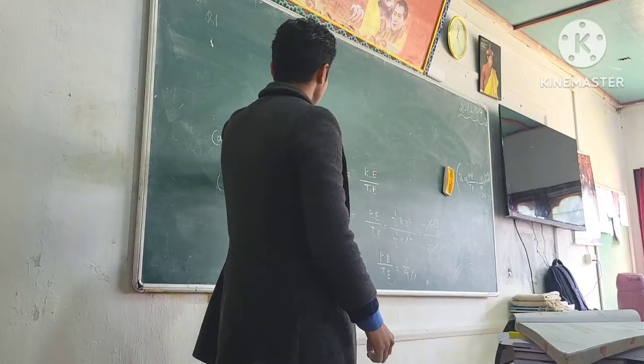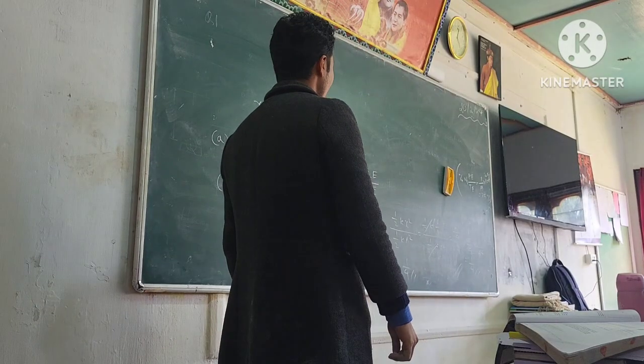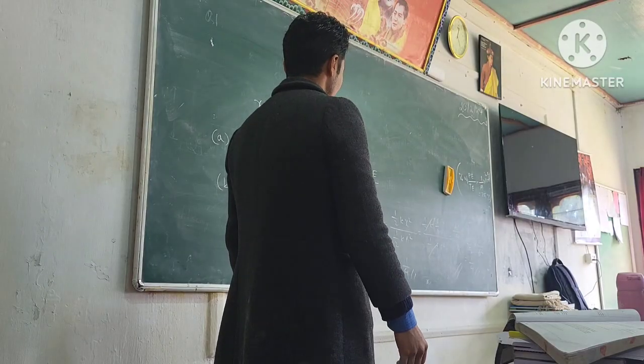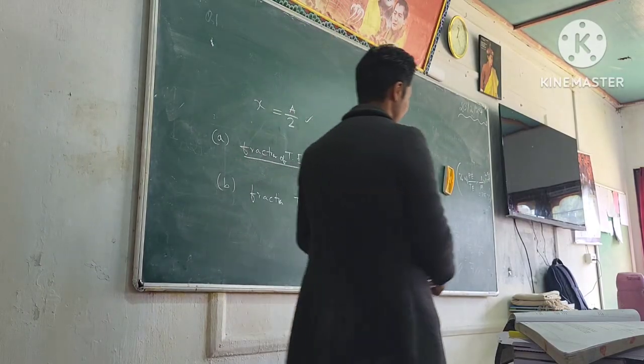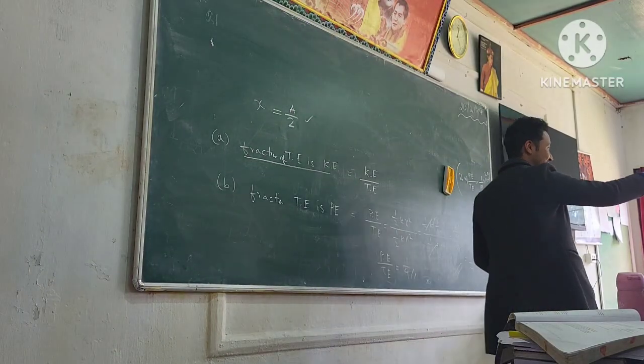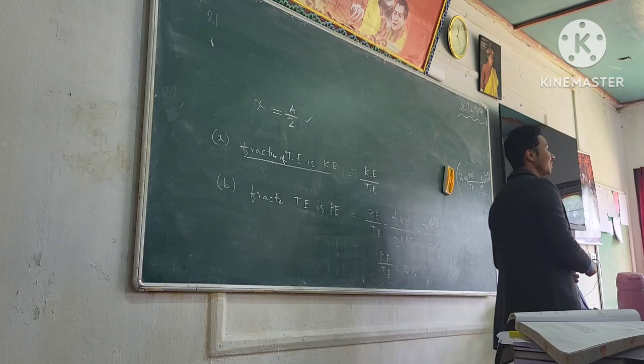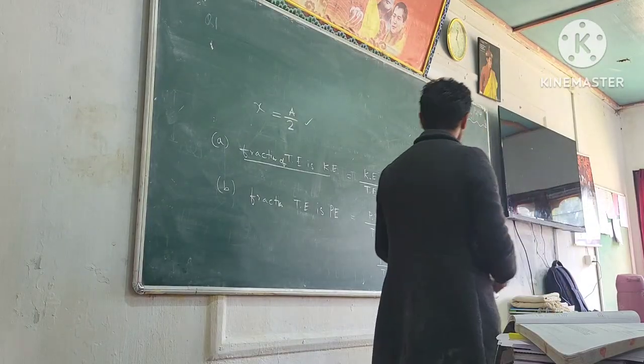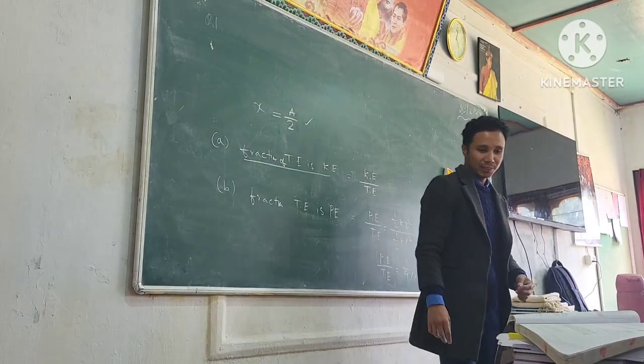Now come back to the first question. I don't know the kinetic energy, and my formula is half mv square. It's not given. But how would I find the kinetic energy then? Can you tell me? Total energy minus potential energy. Yes. So I can do it that way also. I don't know the formula of kinetic energy, but I know the potential energy formula.